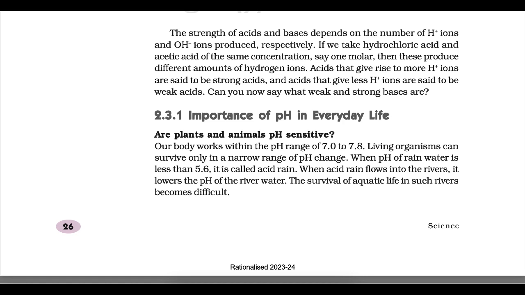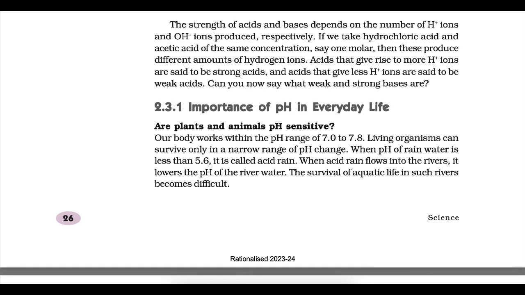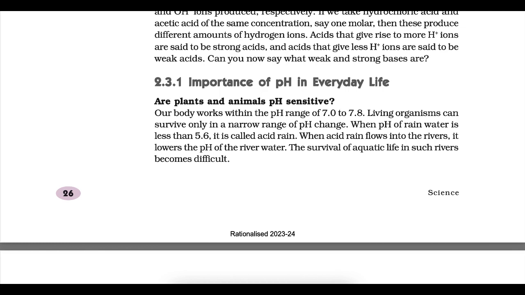The strength of acids and bases depends on the number of hydrogen ions or OH ions produced, respectively. We have taken hydrochloric acid and acetic acid of the same concentration, say 1 molar. Then these produce different amounts of hydrogen ions. Acids that give rise to more hydrogen ions are said to be strong acids, and acids that give fewer hydrogen ions are said to be weak acids. Can you now say what weak and strong bases are?